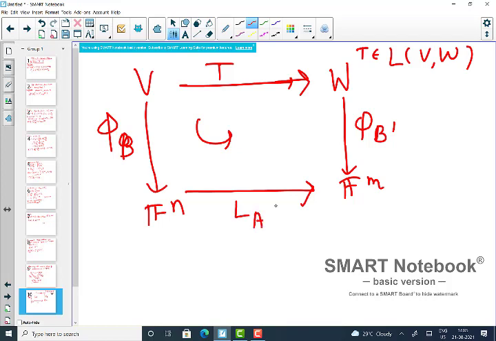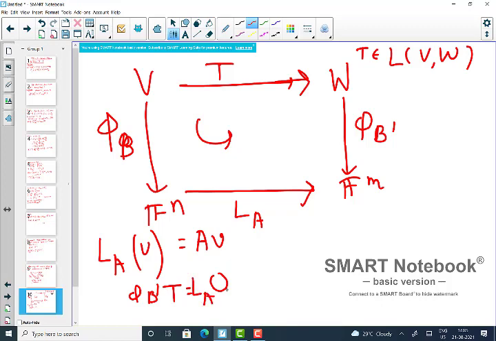So what is the map? This map is called LA. You define it. I already defined it last time. So LA is what? It's sending a column vector in Fn and sending it to a column vector in Fm, right? So this is a map. This is called left multiplication, left regular representation, and you can easily check that if you go with T and then go with phi b dash, that's nothing but going with LA and then phi b. Okay, and these are called commutative diagrams.